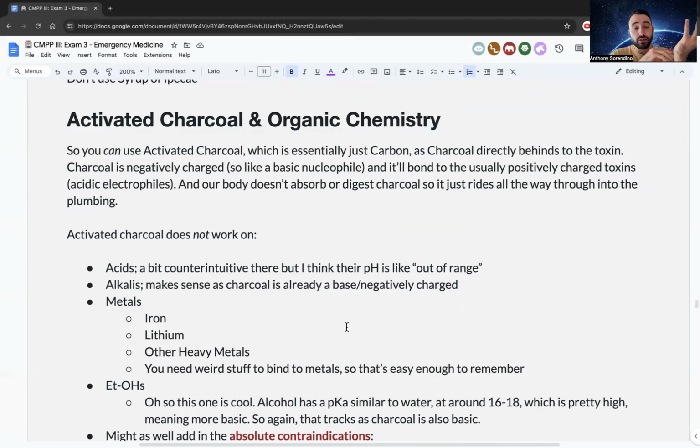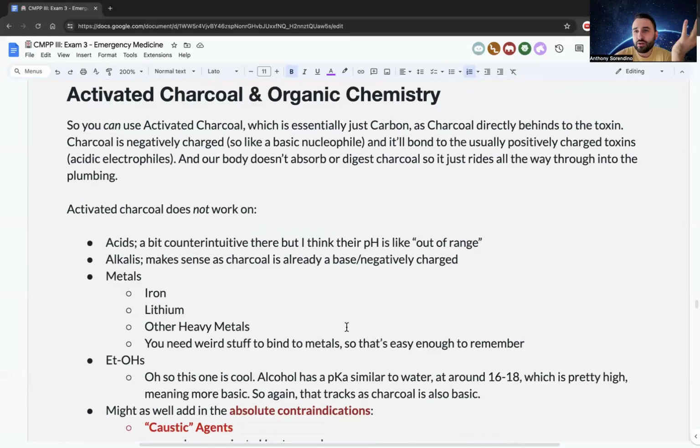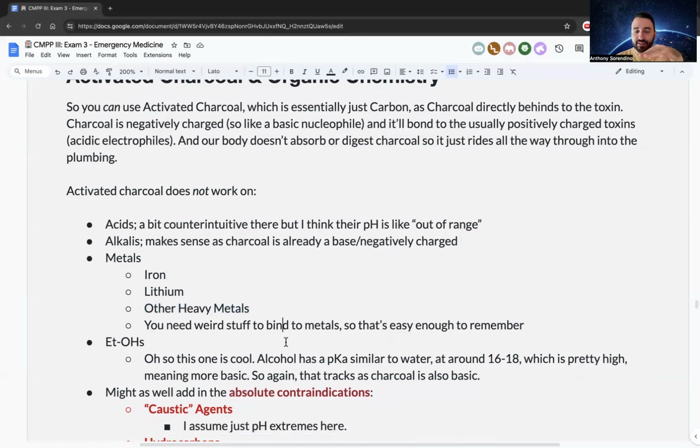It doesn't work on alkalis. That makes sense to me because those are bases. And if you give a negatively charged charcoal base and you're trying to bond to another base, that's two negative charges, that's not going to work. Metal makes sense. You need weird stuff to bond to metals. And we'll talk about what we do for iron in a second. So yeah, you can't just throw charcoal or carbon at lithium or heavy metals or something. So that's not going to work.